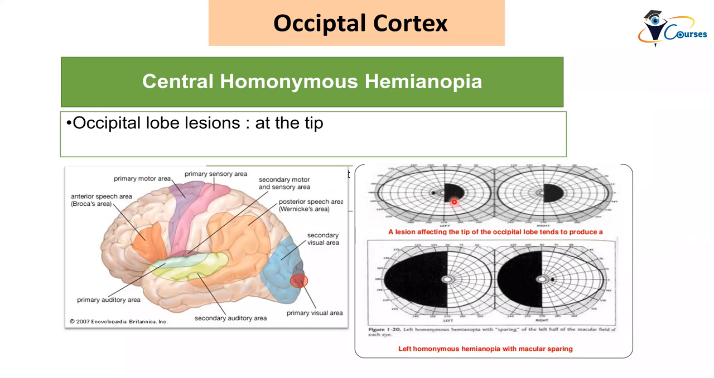They will only cause central homonymous hemianopia. So this is a patient with a lesion affecting the tip of the occipital cortex, causing contralateral homonymous central hemianopia, while this patient has homonymous hemianopia with macular sparing as with posterior cerebral artery occlusion, as we mentioned in the previous slide.